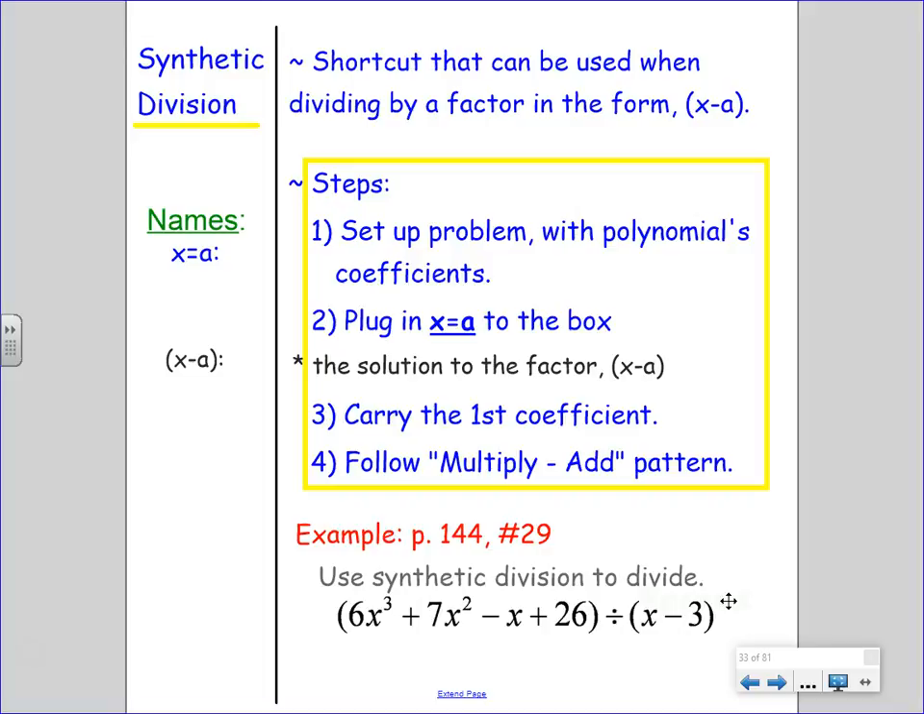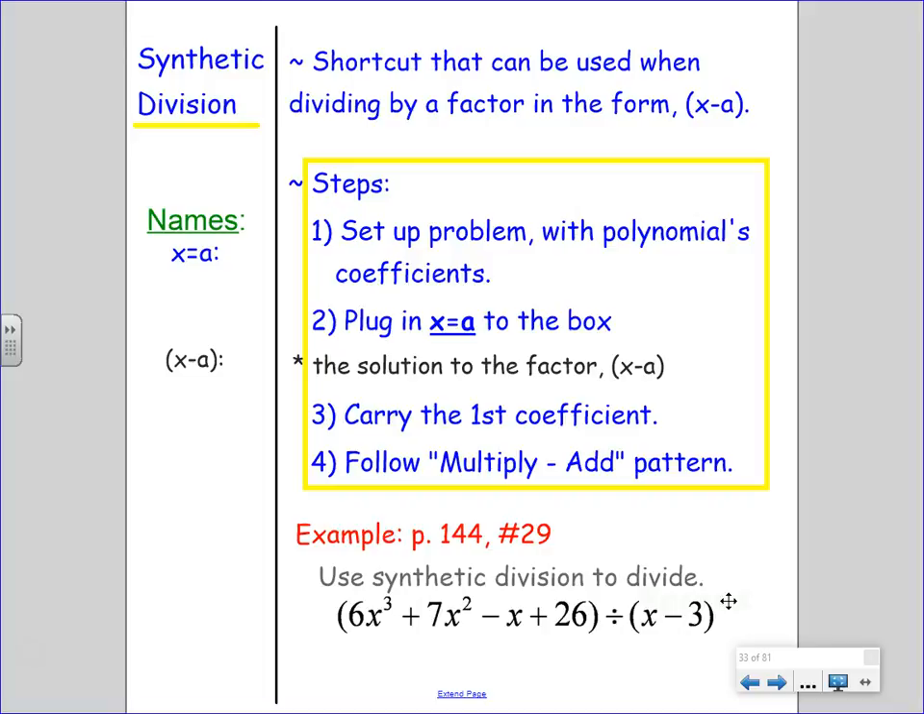Either be dividing by something with an x to the first power only, no squared, no cubed. Or you have to be able to break it down into an x to a first power factor.